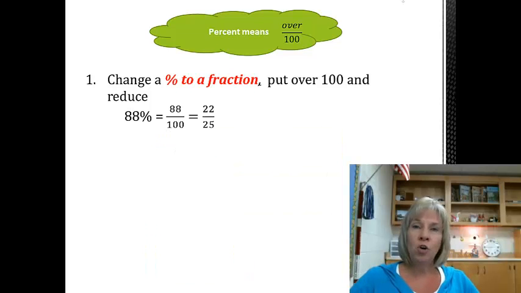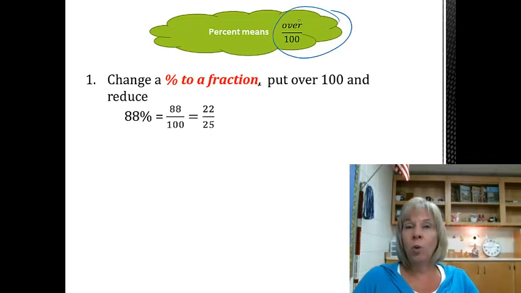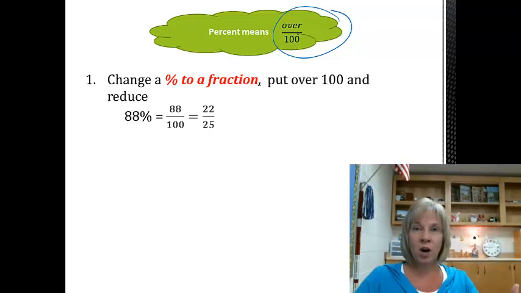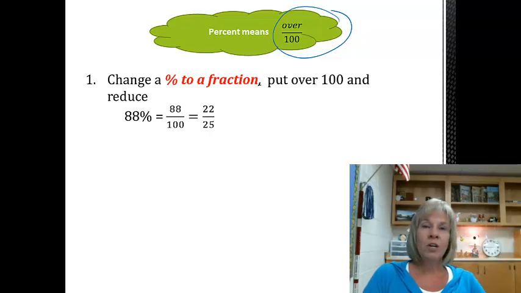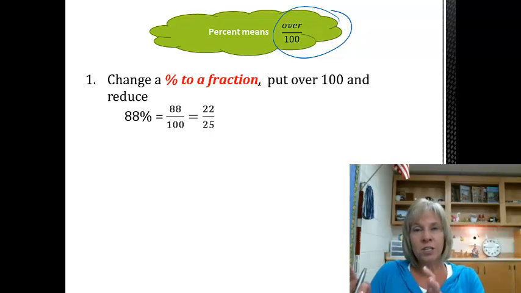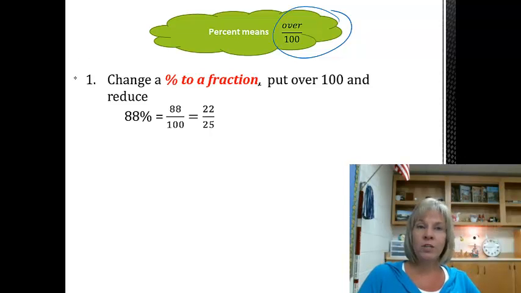Percent means over 100. Or you could look at it as meaning part of 100, part of the whole, which we'll get to in a little bit. I want to show you different ways we can convert percents from fractions to decimals, or percent to decimals, or percent to fractions, all of those different conversions. So I'm going to give you several examples to show you how we do this.